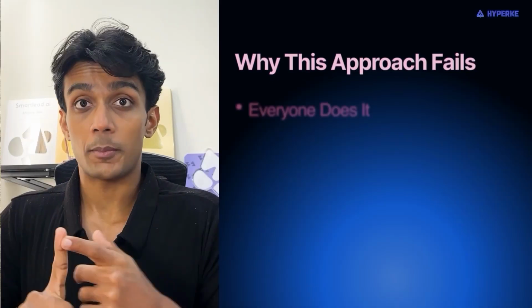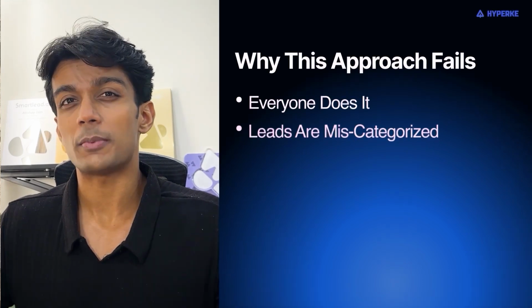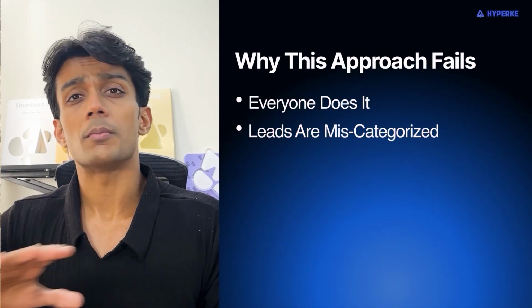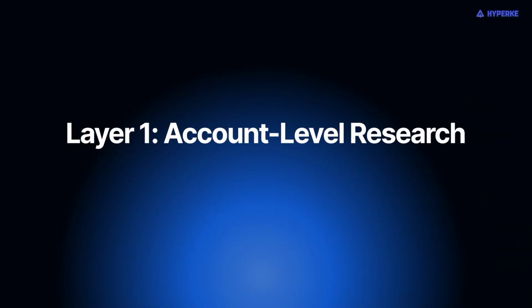Now that approach does not work because number one, everybody does it. And number two, most of these platforms have miscategorized most of the leads on their platform. So this is why our system has 3 main layers. I'm going to break down each layer and show you exactly how to implement it using tools you probably already have access to. So the first layer is account level research and enrichment.